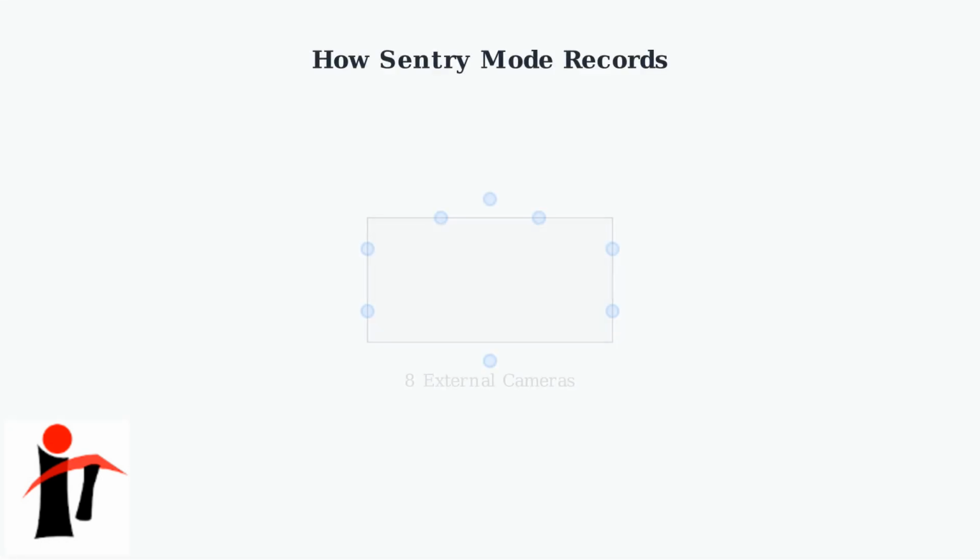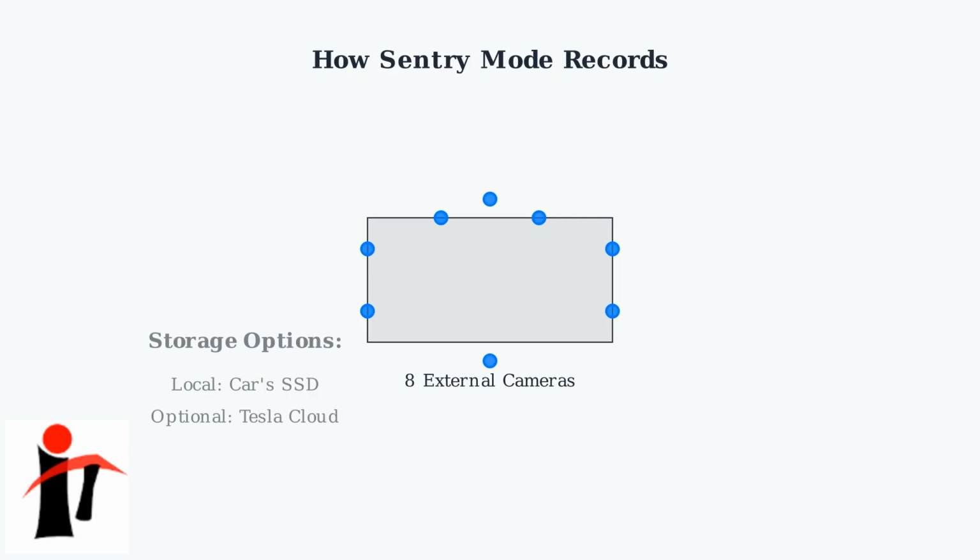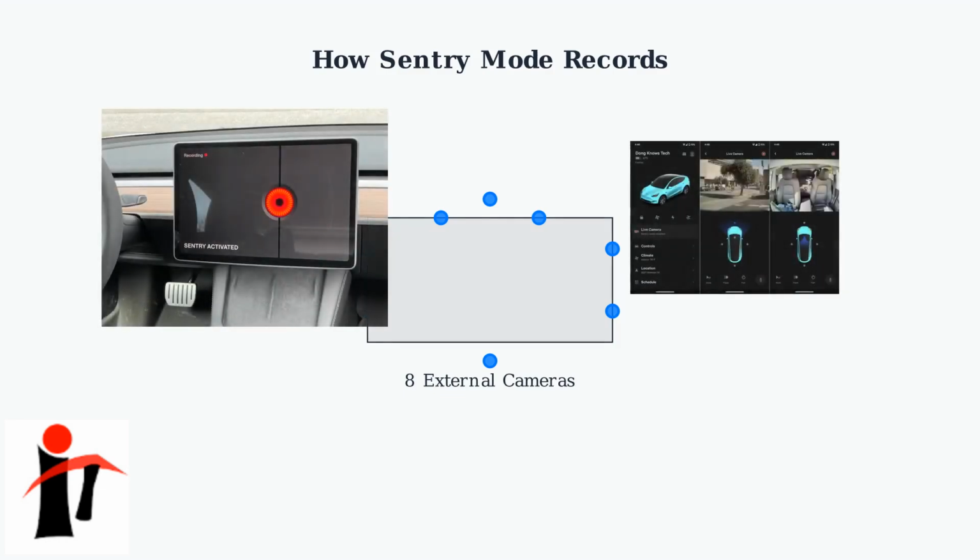When Sentry Mode is active, the car's 8 external cameras provide a 360-degree view of the surroundings. Recording begins when motion, sound, or vibrations are detected within a 5 to 10 meter radius. The footage is stored locally on the car's SSD and can optionally be uploaded to Tesla's secure cloud. Video clips are typically 1 to 5 minutes long, including a 10-second pre-event buffer. You can review and download footage directly from the Tesla app.